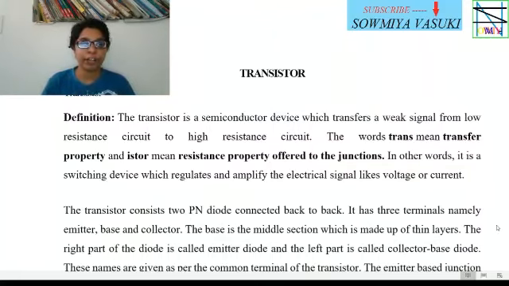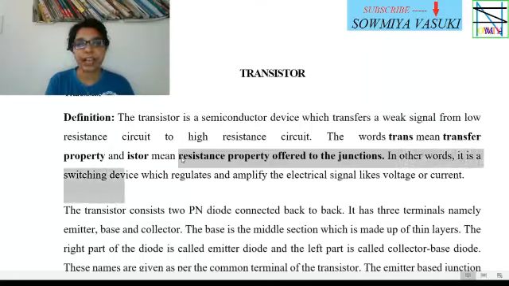So now we get into the current topic, transistor. The transistor is a semiconductor device which transfers a weak signal from a low resistance circuit to a high resistance circuit. The word trans means transfer property and istor means resistance property offered to the junction. In other words, it's a switching device which regulates and amplifies the electrical signal, like voltage or current.